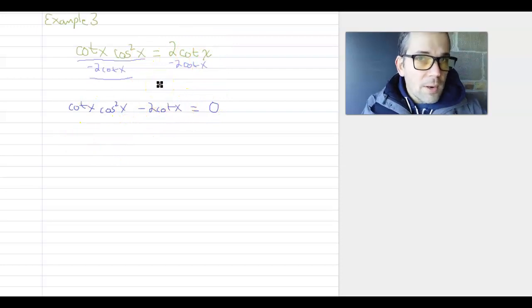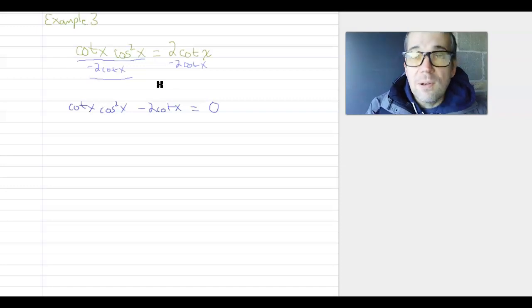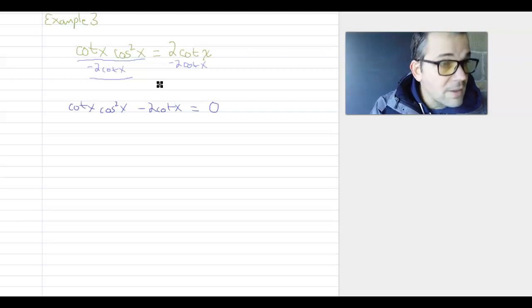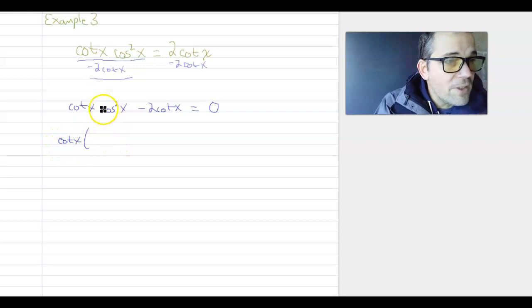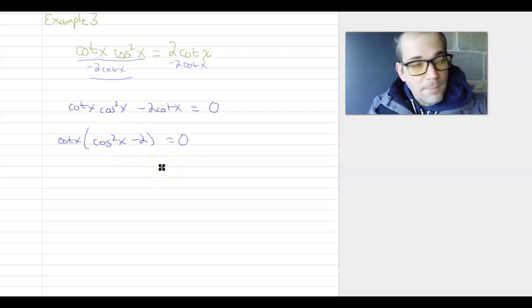Step 2 is going to be to factor something out, and that's going to become pretty typical. And like I said just moments ago, anytime you have multiple trig functions within an expression, oftentimes we're going to be thinking about factoring. And I can factor a cotangent of x out of both of these. So cotangent of x, if I factor that out of here, I'll get cosine squared x minus 2 as my answer. There's my factored form.